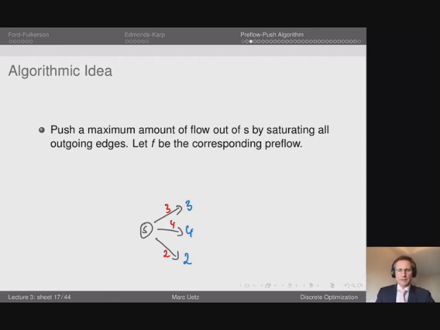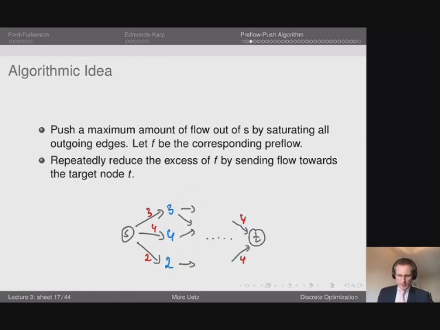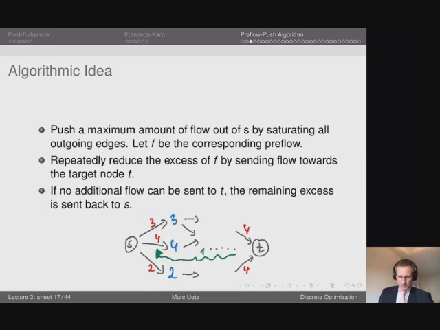Now, once I have done that, I try to transport these excesses towards the target node as much as possible. So that is what I do. I reduce the excess of the overall flow by trying to send it towards the target node T. And as you can see here, the maximum capacity that could leave S itself was 9. The maximum capacity that could go into T would be 8. So there will be 1 unit of flow that cannot reach the target node. And once I have tried to reduce the excesses, I have to get this unit of flow back into the source node. And that's also what I do.